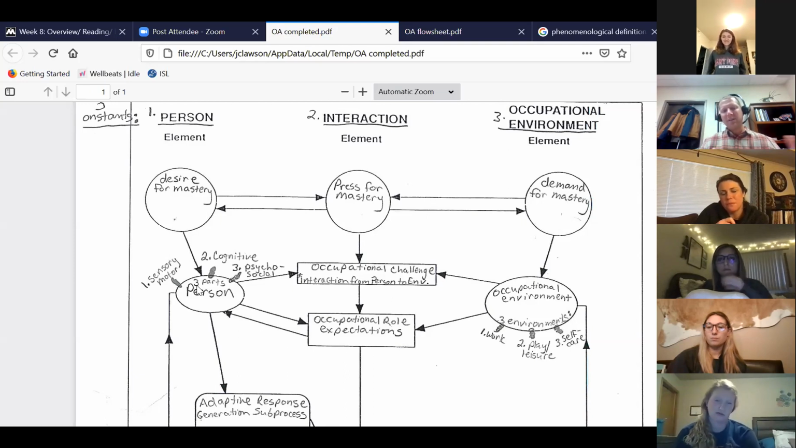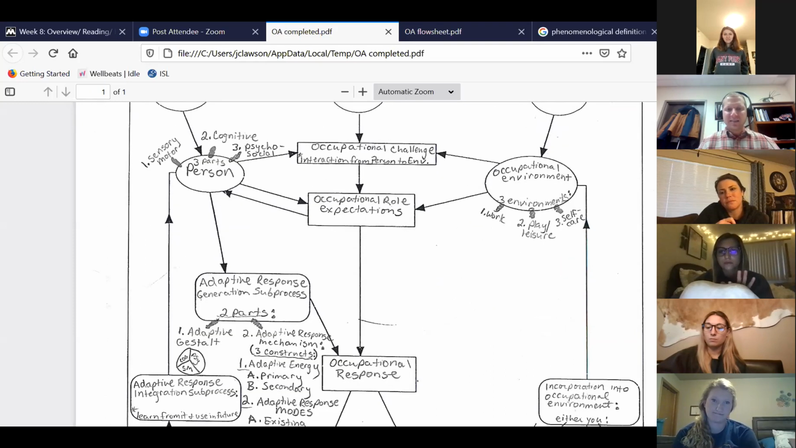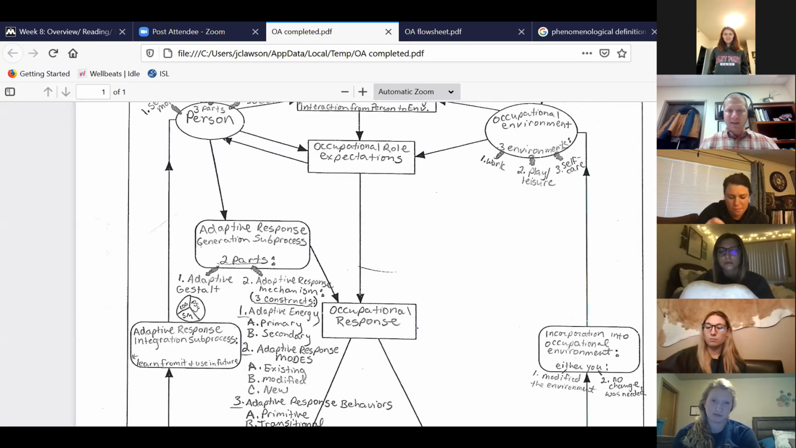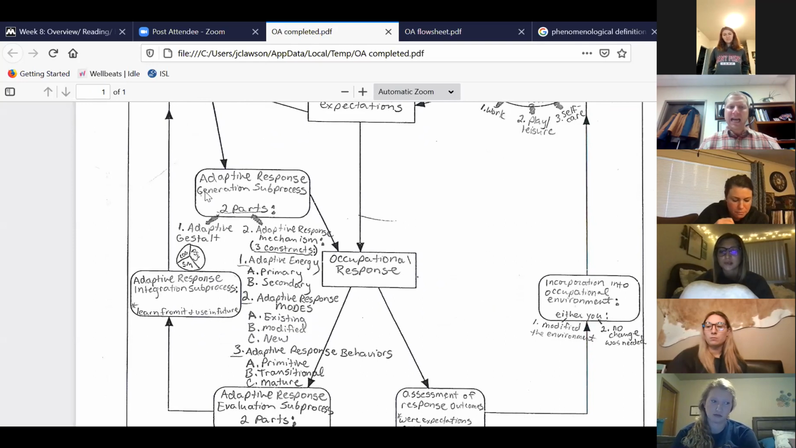I don't think we've looked at one that looks so internally at the person and our ability to adapt and respond. So I think that helps make this model really unique. But just to look at it from a process standpoint, these are things that happen in our process. And as therapists, we're usually providing them some level of adaptive or some level of occupation in their environment, right? And we're facilitating their adaptive responses.